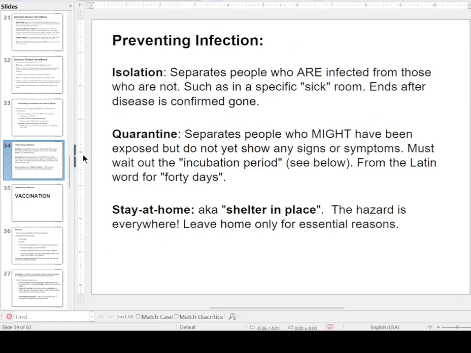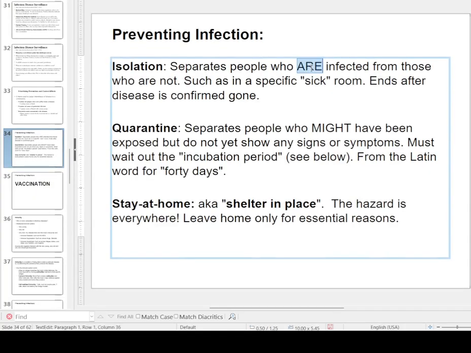For the people who are really, really sick, you don't want them to contribute to the spread of an infectious disease. So isolation: these are people who are infected, and you want them to not go out there and spread it around. The word quarantine is a little bit less severe.